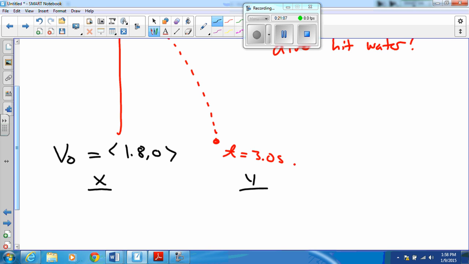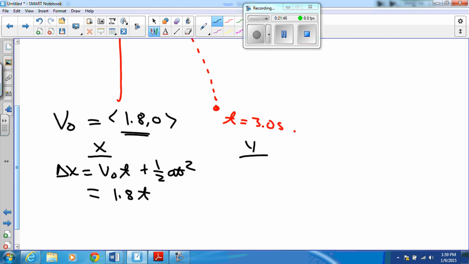In the x direction, do I want to use a delta x equation or a velocity equation? Delta x. I'm looking for delta x. And so I say that delta x is equal to v0t plus 1/2 at squared. And I read that initial velocity straight off of the vector. What is the acceleration in the x direction? 0, and not 9.8. Gravity does not pull sideways. So now to know the delta x, all I need is a t-value. You have a t-value, all right. So 1.8 times 3, which is 5.4 meters. And there it is.